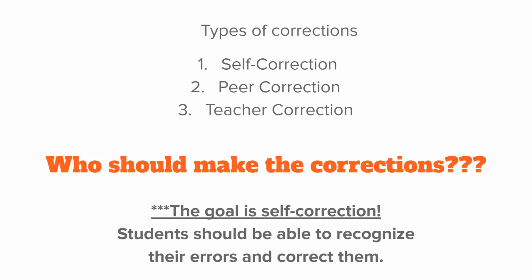Okay, so there's 3 types of corrections that we want to see: self-correction, peer correction, and teacher correction. The goal is self-correction. The goal is for students to be monitoring their own language, their own writing, and to self-correct.